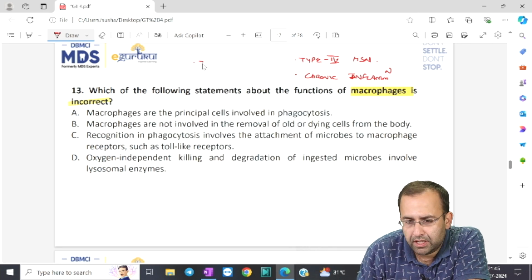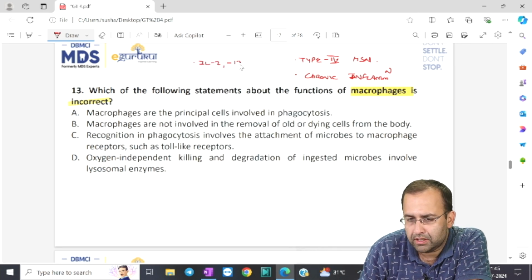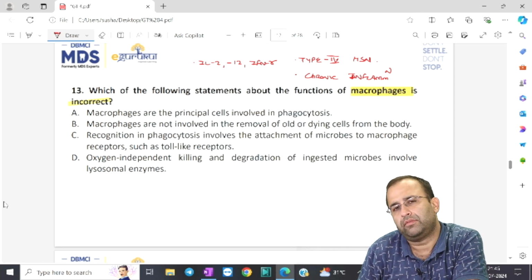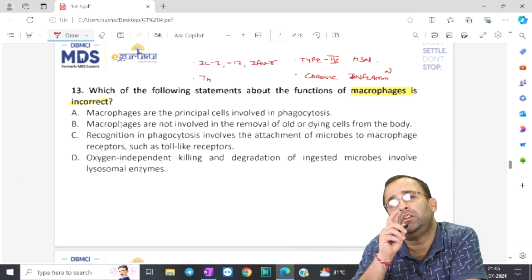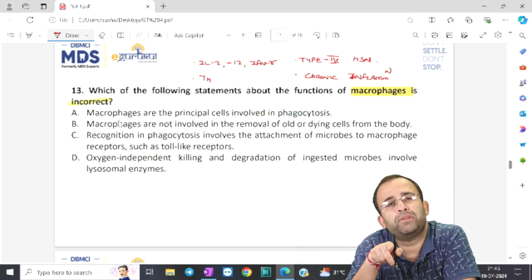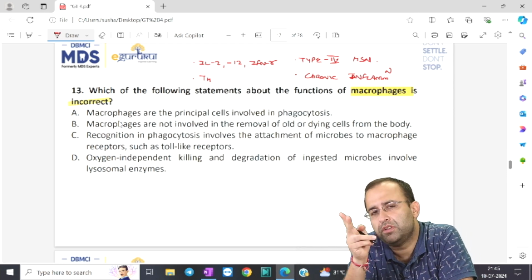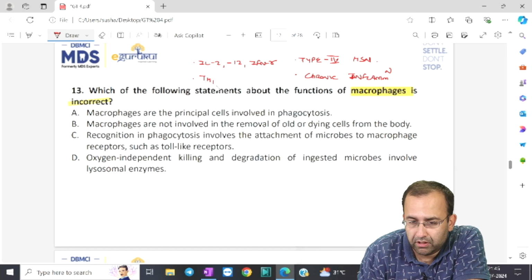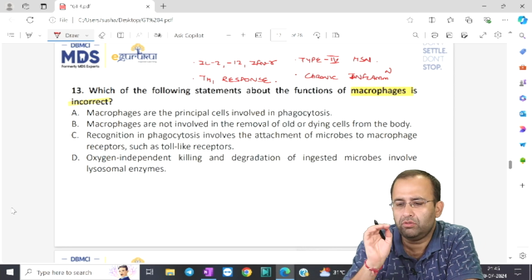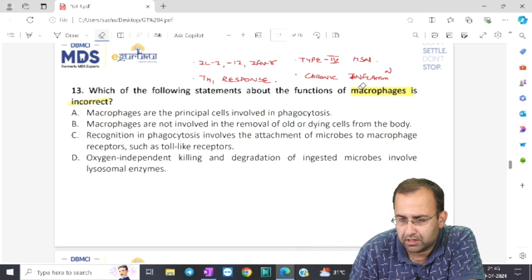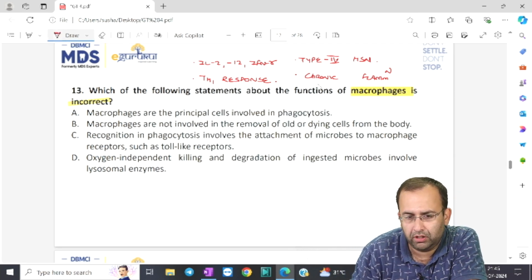Which are the cytokines associated? Chronic cytokines, interleukin 2, 12, interferon gamma. You know that. They have which T helper cell response? Th1 response, type 4 hypersensitivity. Th2 response, type 1. They are associated with Th1 response. This is what we know about macrophages already.